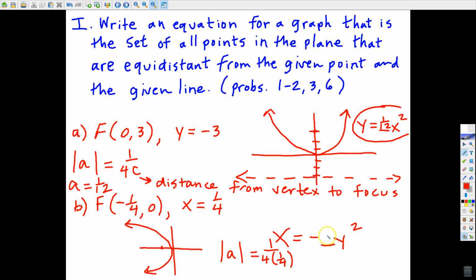So you don't even have to have 1 here, but I'm going to go ahead and put it just so you can see that it came out of using this formula. So the good answer would be x equals negative y squared. Any questions? Does that make sense? Pretty easy? Questions at all?